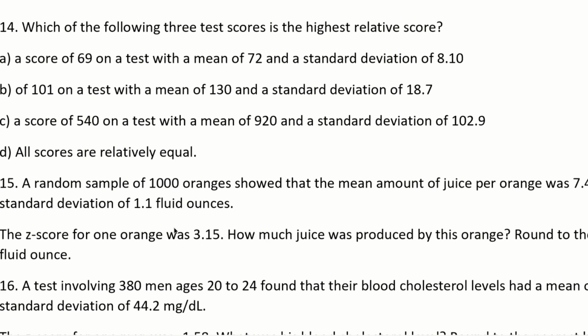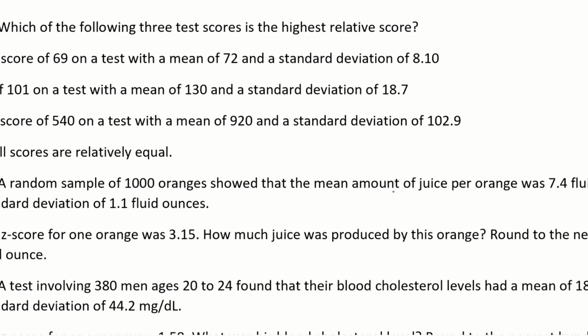So number 14, which of the following three test scores is the highest relative score? So what you need to do is compute all the z-scores and then figure out which one's the largest. Okay, so you got the mean, standard deviation, and score. So z equals value minus mean divided by standard deviation. And that's going to be negative 0.37. Again, value, mean, standard deviation. So we're going to calculate that.